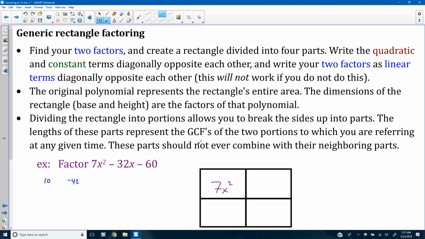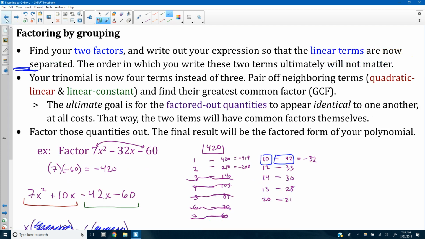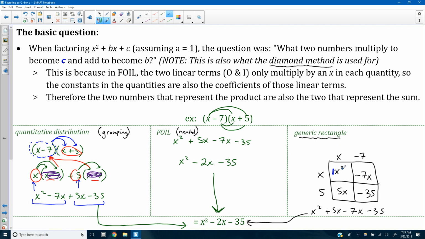The constant term is going to be a negative 60. I'm going to write it diagonally opposite the quadratic term right here. The 10 and the negative 42 will be written as a 10x and a negative 42x diagonally opposite each other as well. Now you might remember that on this slide here, I circled these and I said, hey, these will always multiply to be the same thing as what these multiply to become.